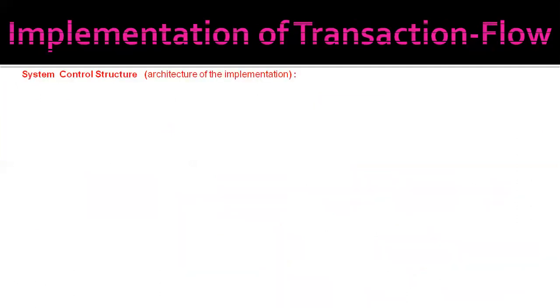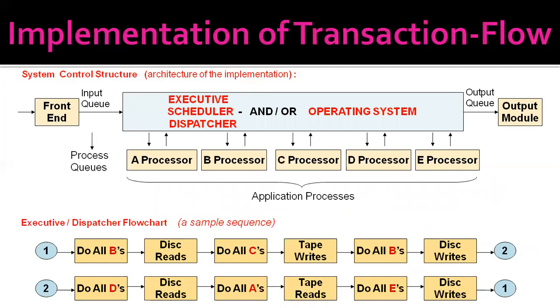Now let us see the next example of a transaction flow. This is the transaction flow for a single transaction. The first transaction flow graph is used for a single transaction, where the transaction enters from the input side and exits from the output side. In between the input and output, the transaction flow is going to pass through 5 processors, whose names are A, B, C, D, and E.